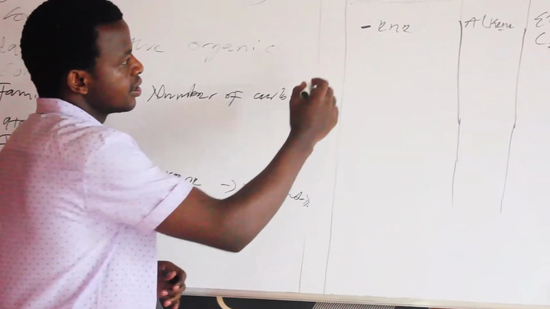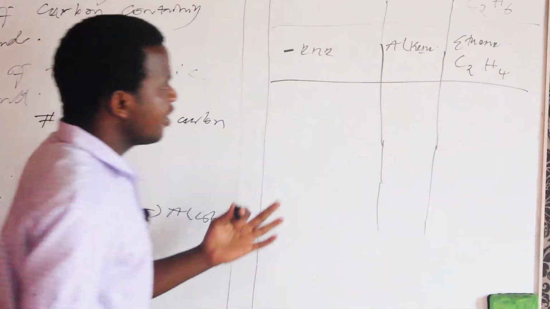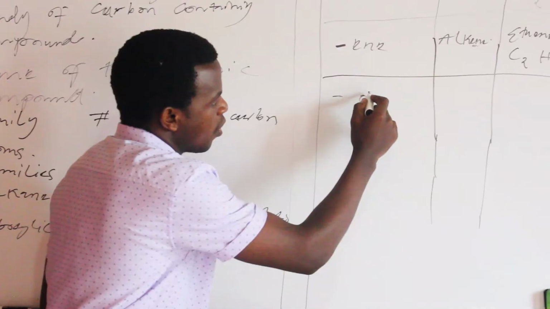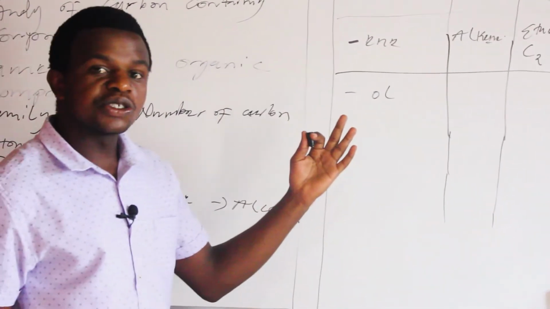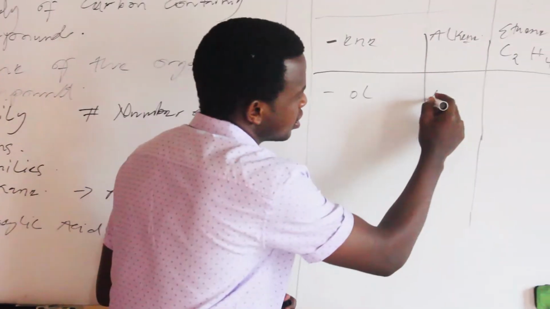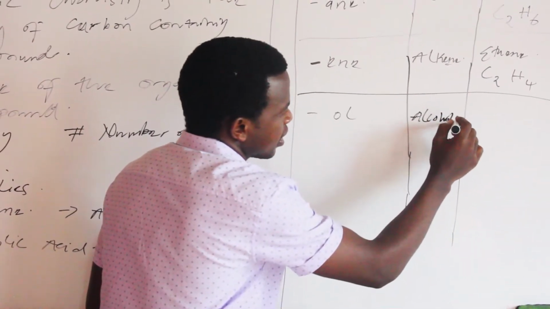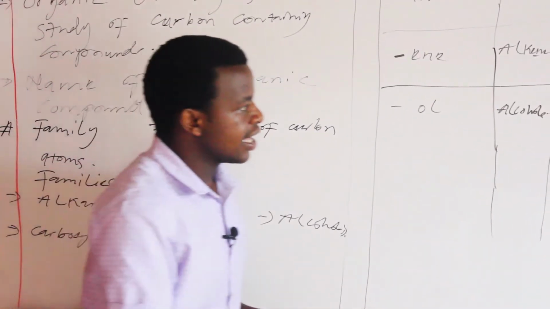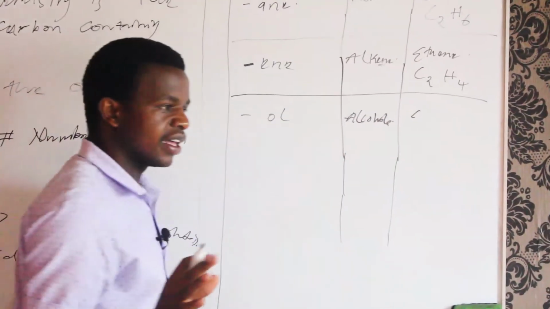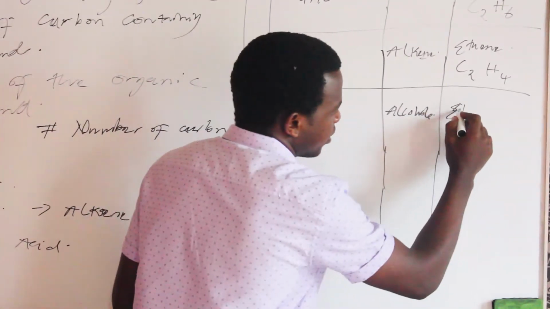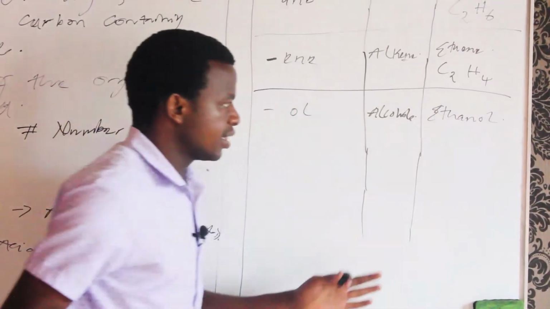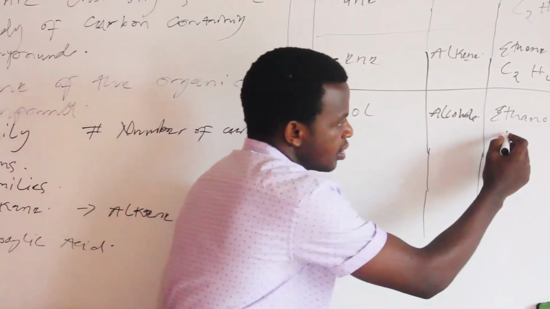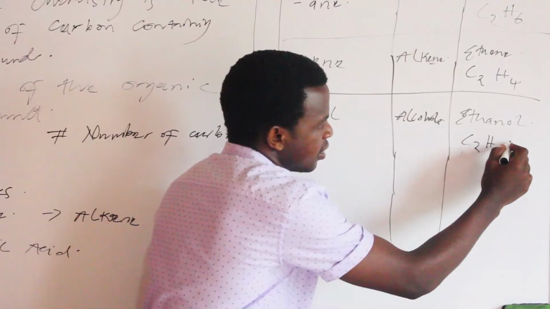So let us proceed. Another situation, if the name ends with OL, that means it belongs to the family of the alcohols. An example that I'm going to give is ethanol, sorry, it's ethanol. That's an example on the alcohols, ethanol, and the formula of ethanol is C2H5OH.